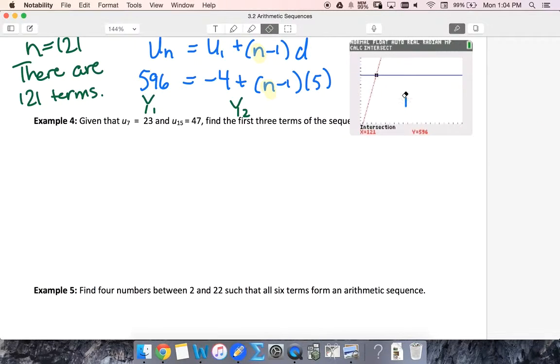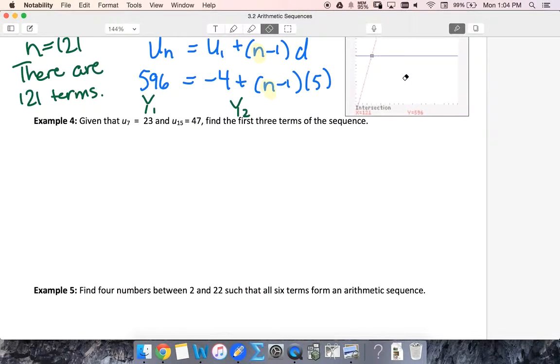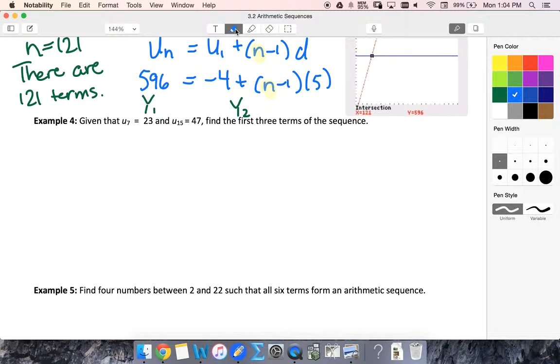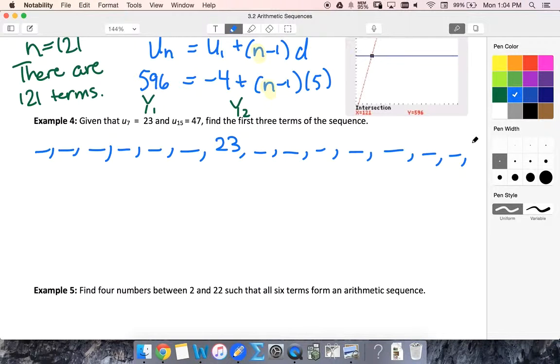All right, so let's do a little bit of brainstorming and thinking about this. I've got that the 7th term is 23, the 15th term is 47. So 1, 2, 3, 4, 5, 6, the 7th term is 23. Then 8, 9, 10, 11, 12, 13, 14, and it barely fits 15.